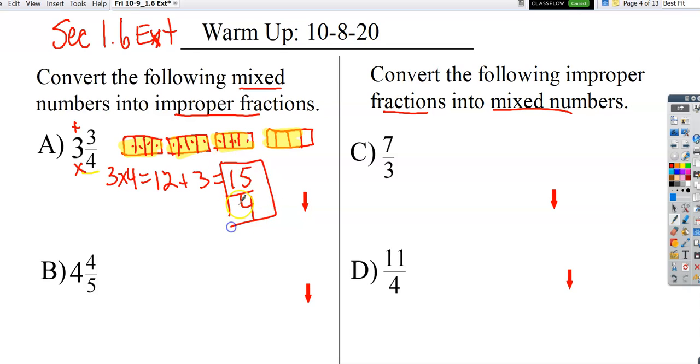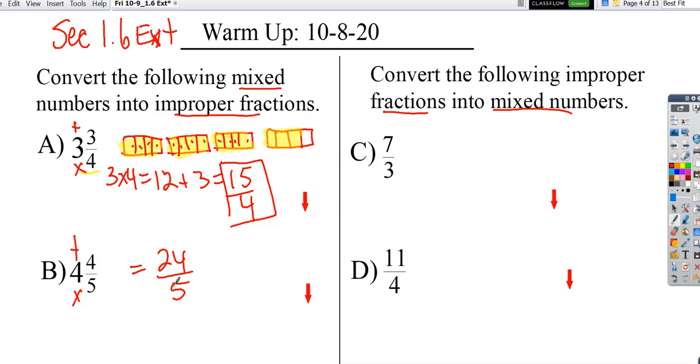I'm not really doing anything with that number except figuring out how many fourths I have. I first have to cut up the 3 whole rectangles into fourths. That's why it's 3 times 4. That's what I'm going to do here without drawing a picture. 4 times 5 is 20, plus 4 is equivalent to 24/5.